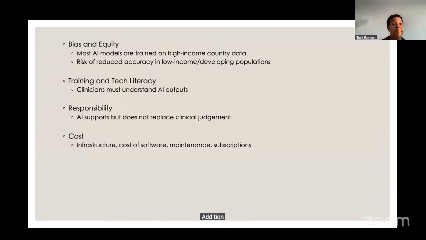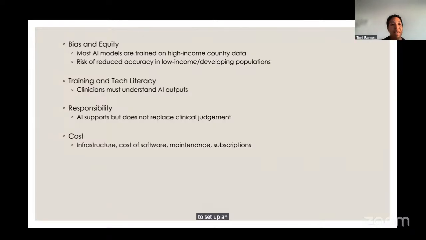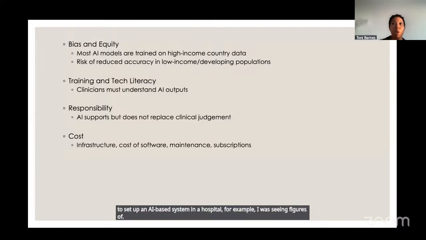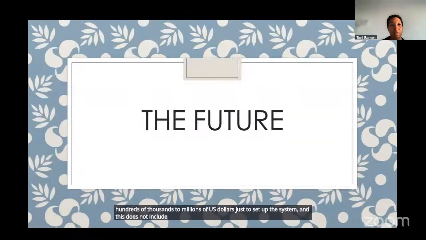Additionally, the cost. There is cost for new infrastructure, computers, servers, the cost of software, the maintenance of software, and whether or not these are subscription-based models that incur a recurring cost. When I did some research today on how much money it would be to set up an AI-based system in a hospital, for example, I was seeing figures of hundreds of thousands to millions of US dollars just to set up the system. And this does not include recurring costs.